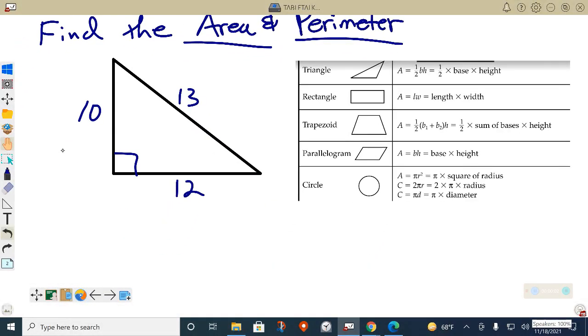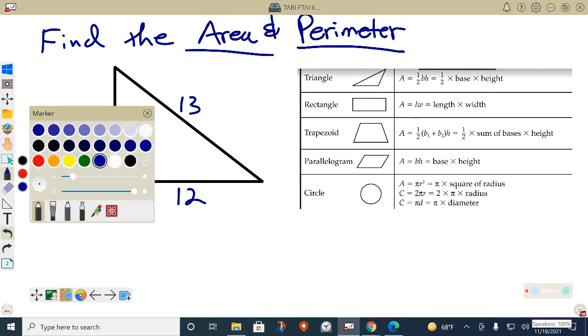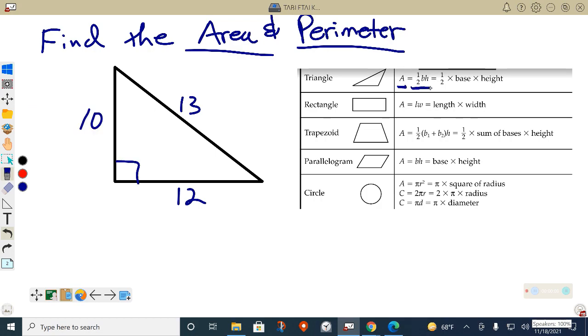Triangle, here we go. The area of a triangle is going to be, watch this now, area is 1/2 base times height. There's the formula. The rest after the second equal sign is just how to say it. 1/2 base times height. They tell you how to say the formula, okay?